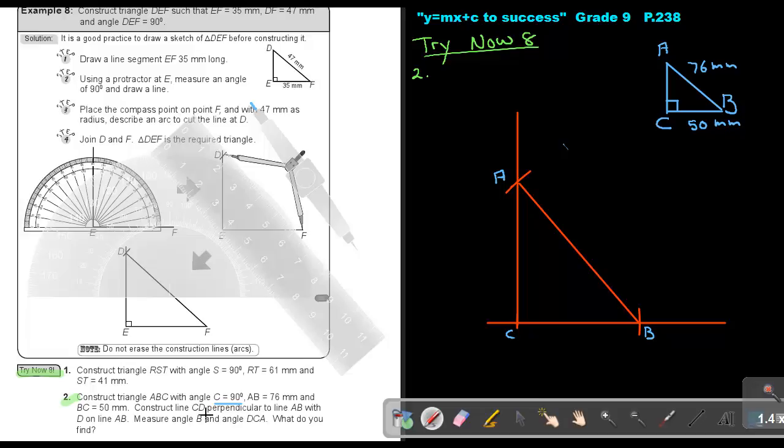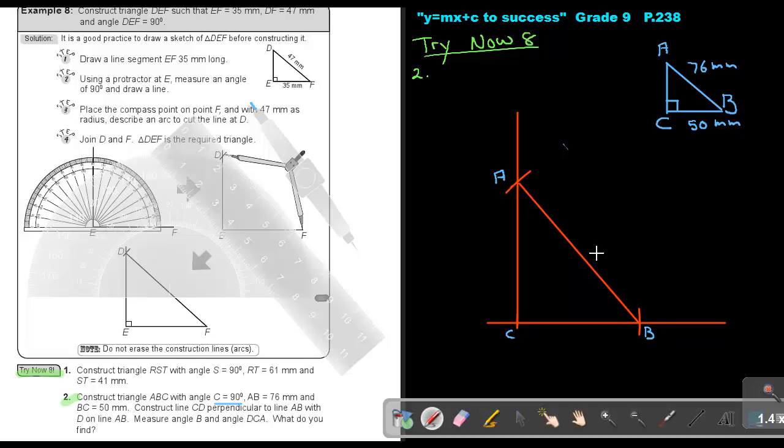Now we go on. Construct line CD perpendicular to line AB. There's AB. Remember, you already have C. So they want CD from C perpendicular to this line, and they say with D on line AB. So where that perpendicular line towards this line cut, we will call it D.